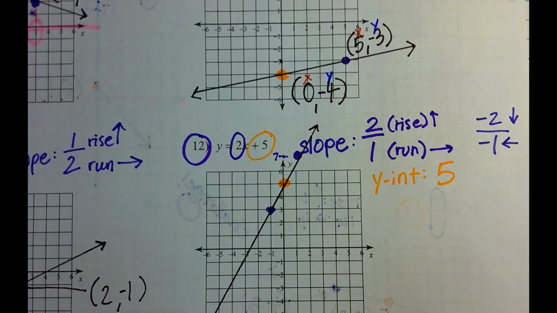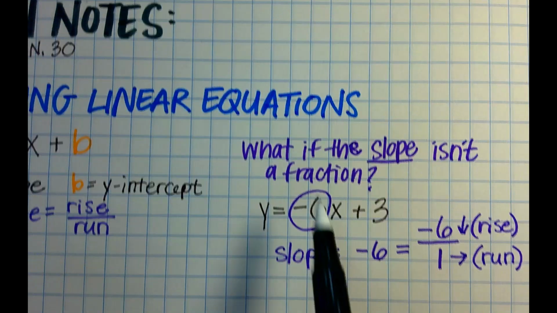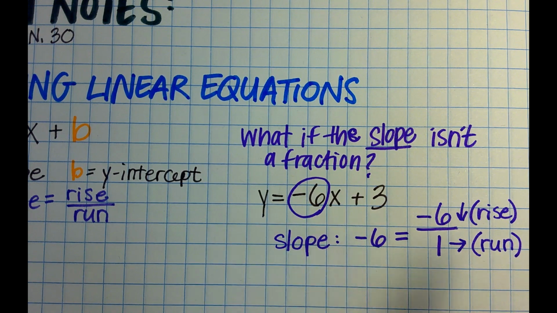All right, so now we know if we have a slope that is a whole number, we just put it over 1 and we treat it like a fraction. Good deal.